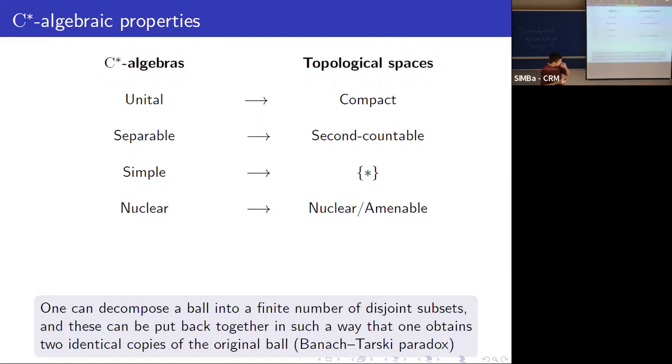Now, if you don't know what nuclearity means, you might still know what an amenable group is. And nuclearity for C*-algebras is, in a very precise sense, the same as amenability. So there is a version of amenability for C*-algebras, and you can prove that it's the same.